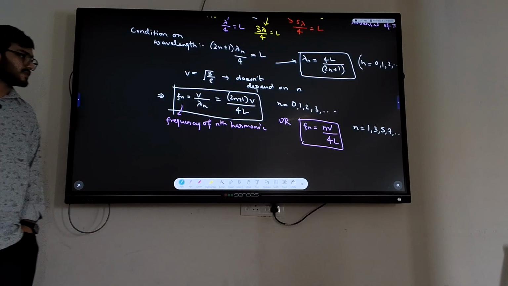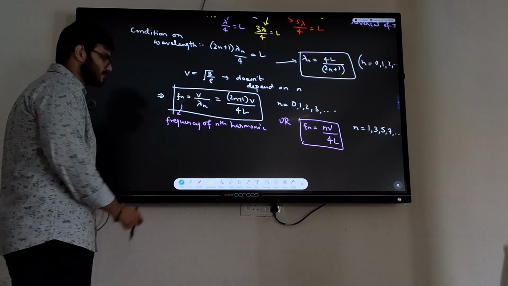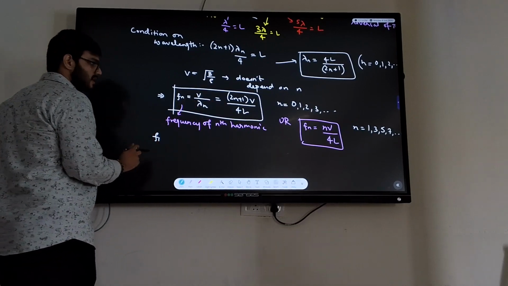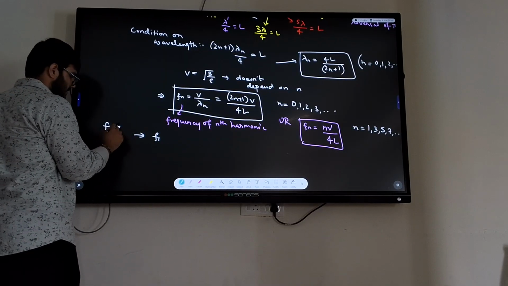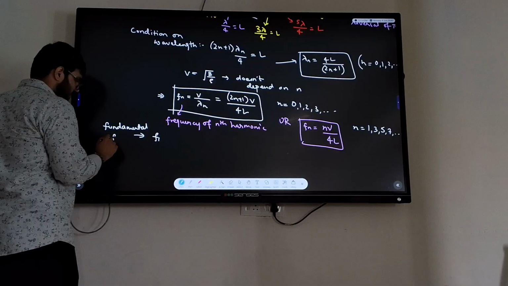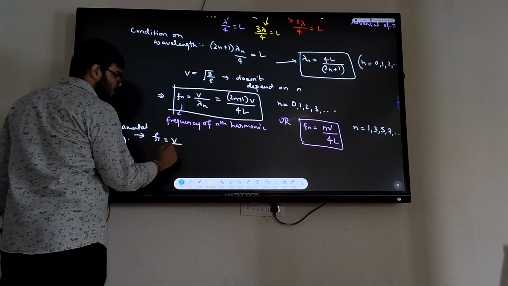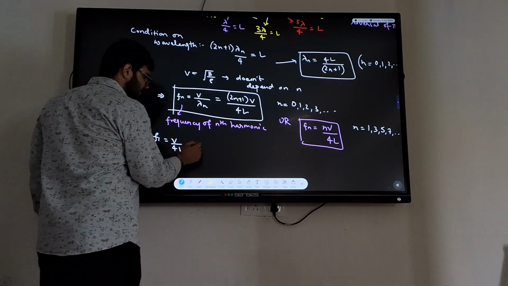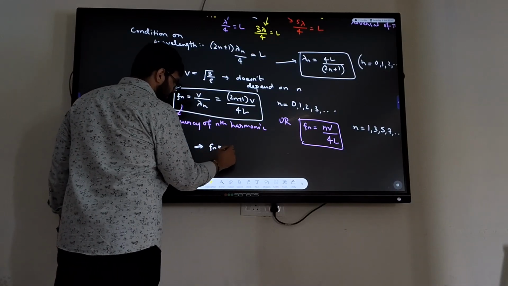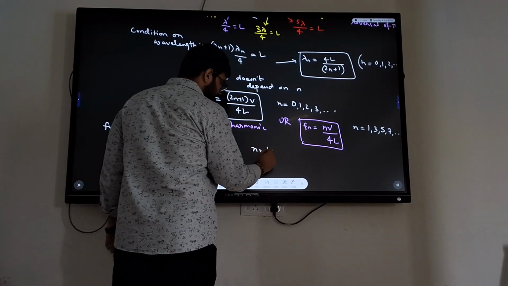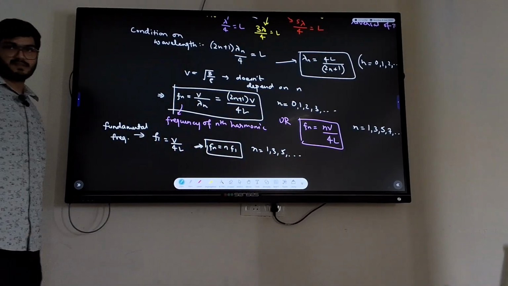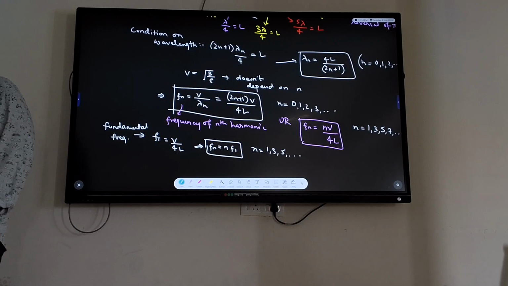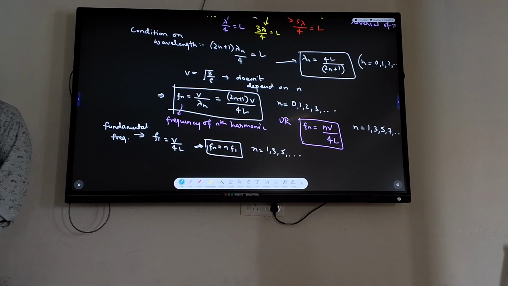This is Fn. What will be the fundamental frequency of this mode? F1. So fundamental frequency, that will be V by 4L. And then I think you can see the formula that Fn can be written as n F1, where the restriction on n is 1, 3, 5. This is the frequency that you get. Yes? The frequency of the nth mode.